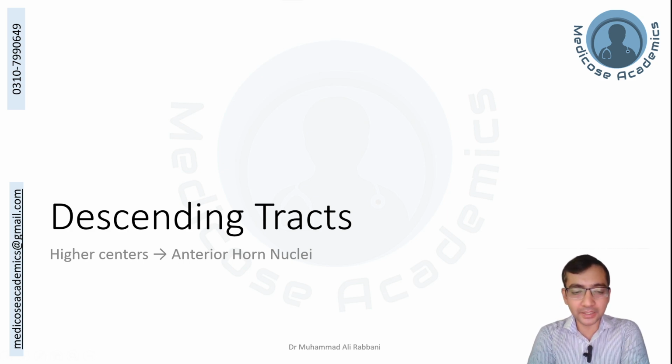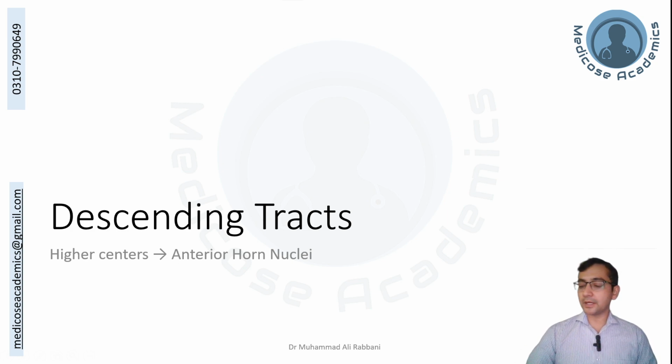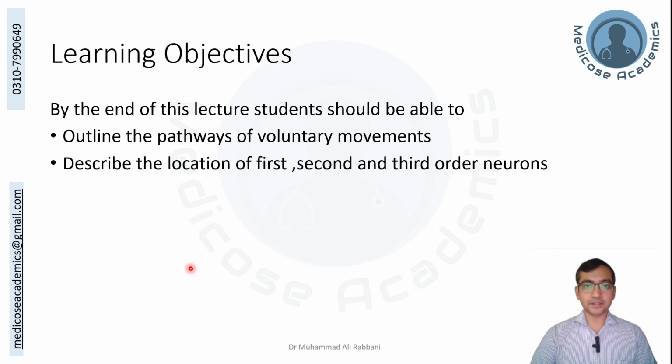I'm Dr. Muhammad Ali Rabbani, and we're going to continue with our series of lectures on the spinal cord. Now we are going to discuss the descending tracts. As the name indicates, these are the tracts that descend, that come down. They carry the signal from higher centers down to the spinal cord, especially the anterior horn and intermediate horn, to be more specific. These tracts influence the outgoing signals. So these are the descending tracts.